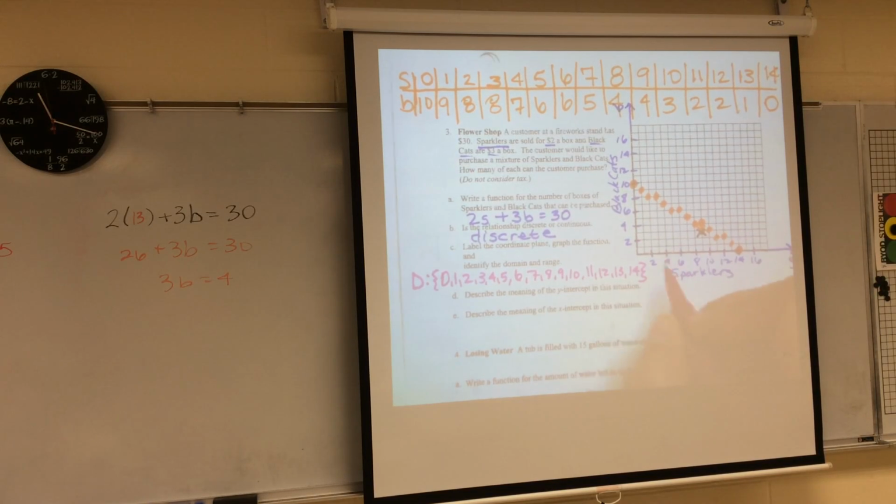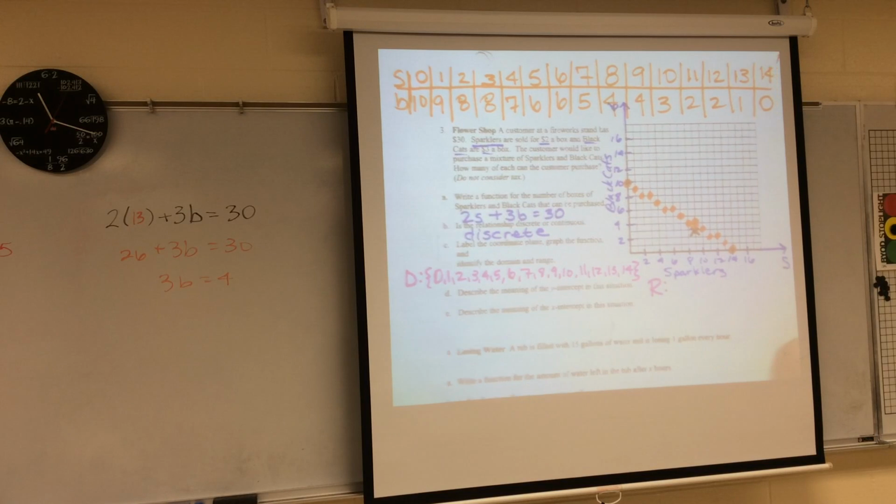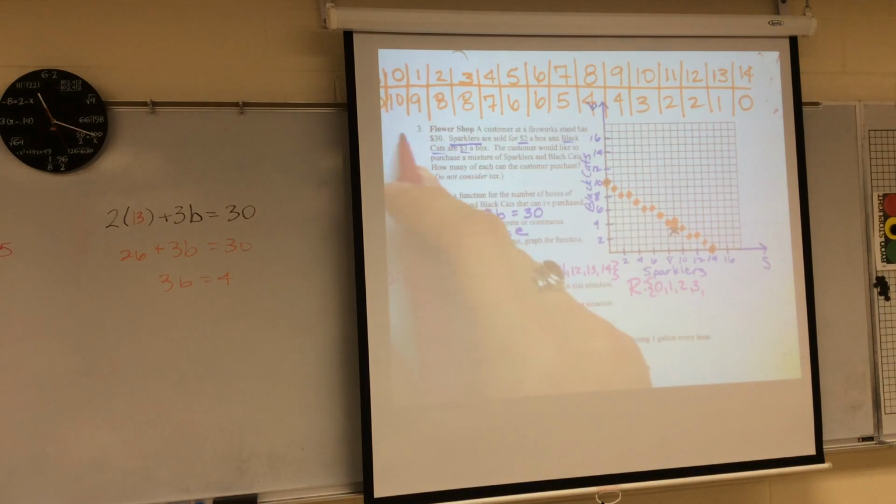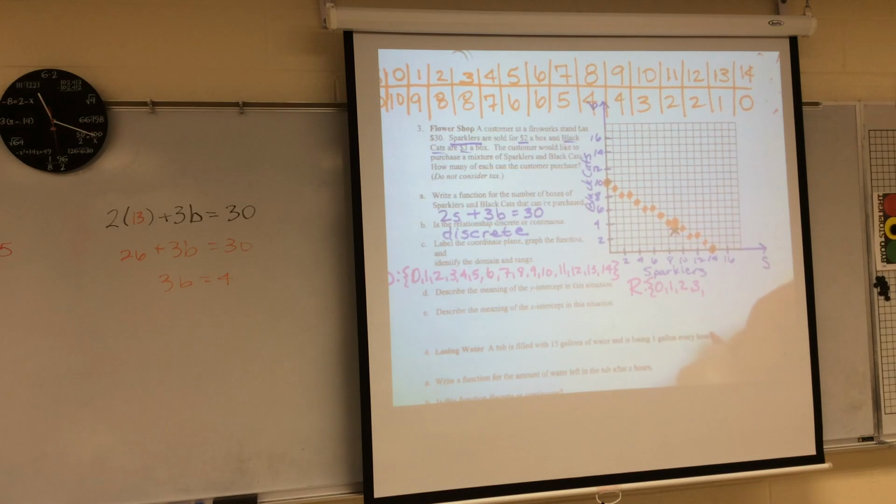Alright, I'm out of room for my range. If y'all don't mind, I'm going to write my range right over here. Is that okay? Alright, and then what are my range values? 0, 1, 2, 3. Well, 0 through 10, right? Because I have all of them? That's okay. Did you count down? That's all right. I ran out of room. I'm okay.